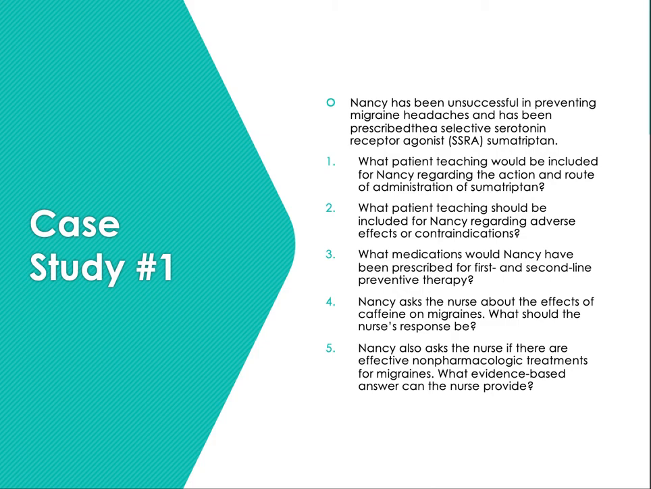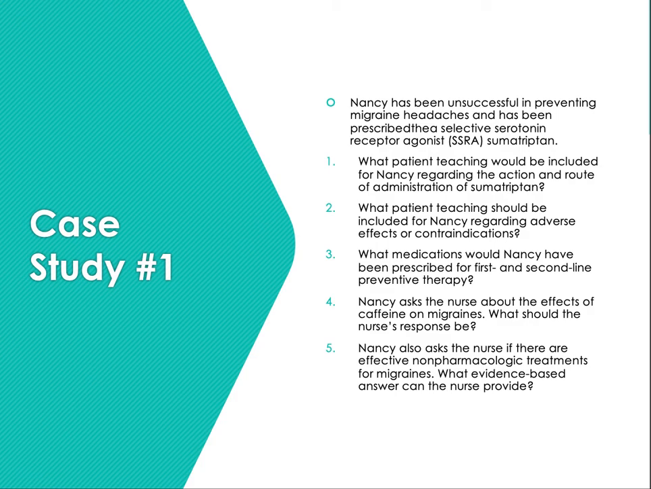All right, number 4, she asked about the effects of caffeine. What do you say? So caffeine is a stimulant. Caffeine reduces cerebral blood flow. That is why it helps with headaches. It also potentiates the effects of other pain meds. So that's like Excedrin. That's why Excedrin works. And then it is also a diuretic, which can reduce intravascular blood volume, which can also help with headaches.